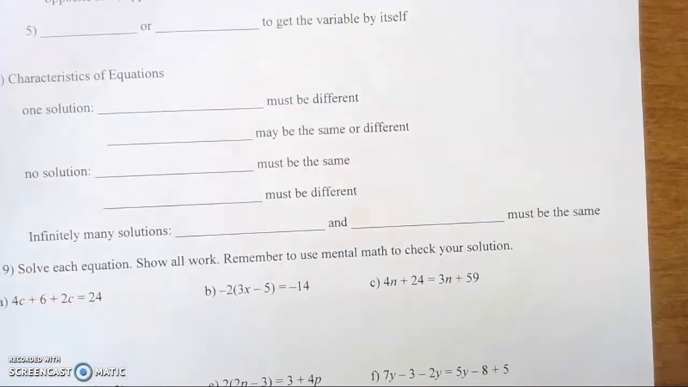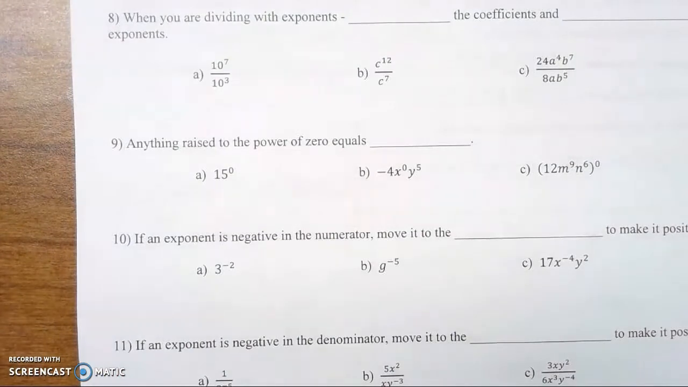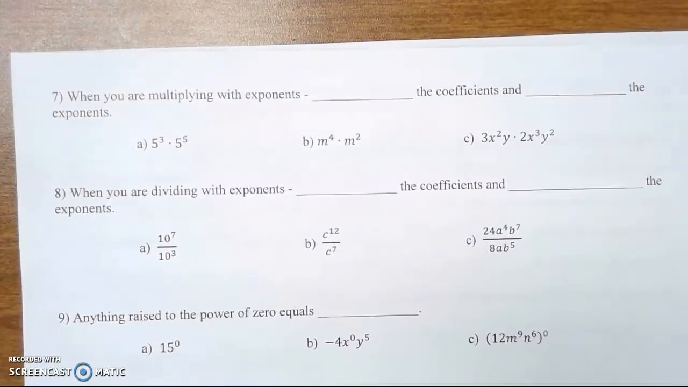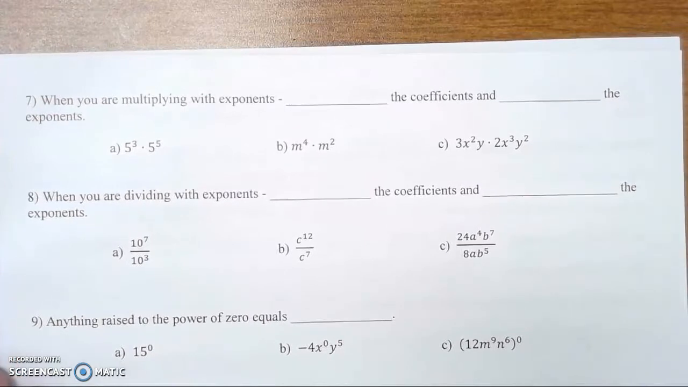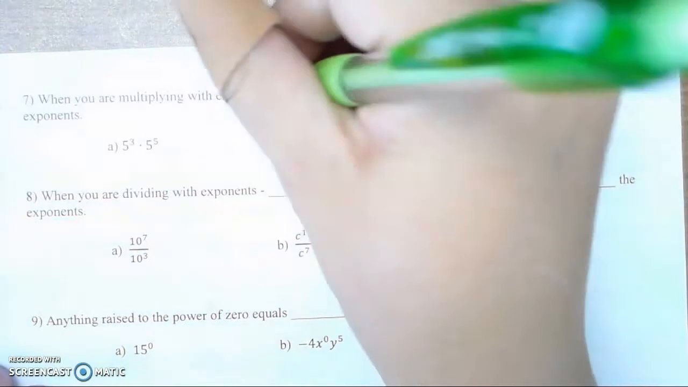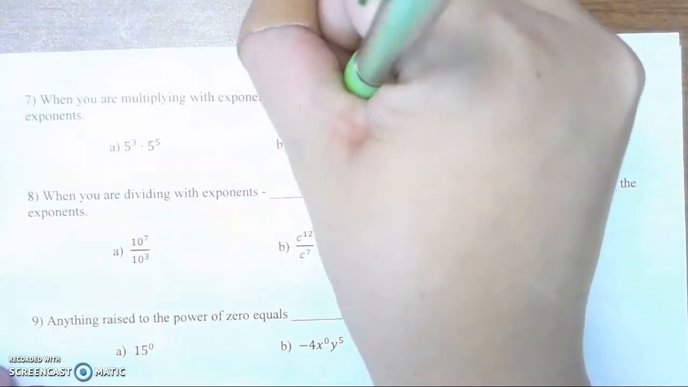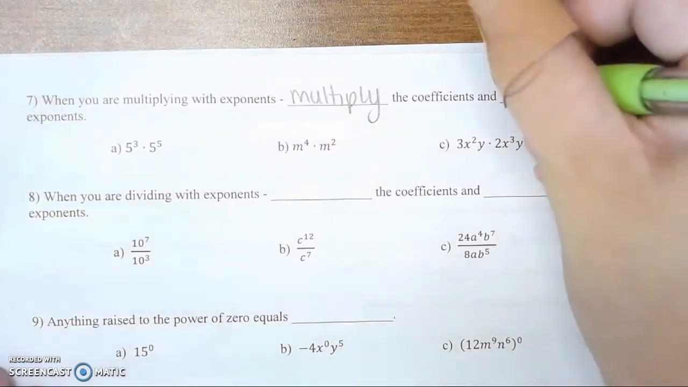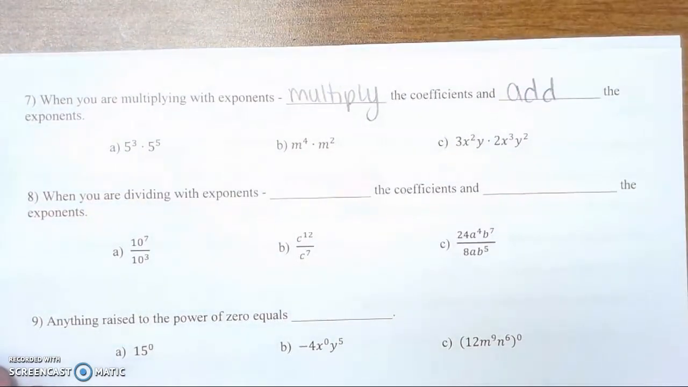Let's go ahead and move on to the second page. And again, pause the video if you guys need some extra time. So this backside is talking about our rules of exponents, which we have been working on for about a couple weeks now. So remember that when you are multiplying with exponents, if you have coefficients, you will multiply the coefficients like normal, and then you will add the exponents.